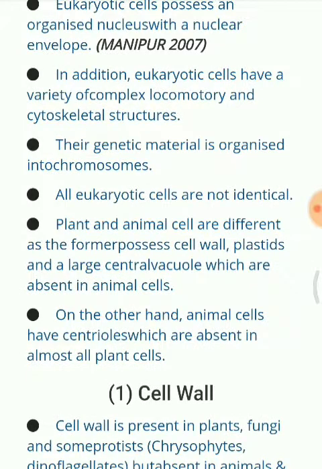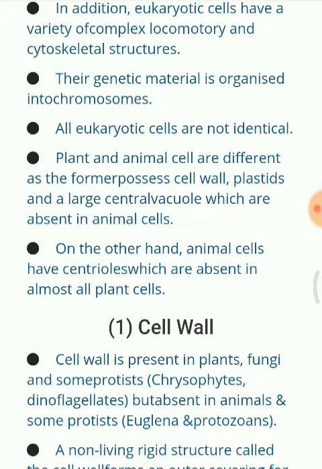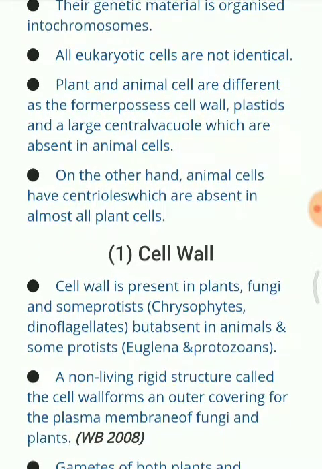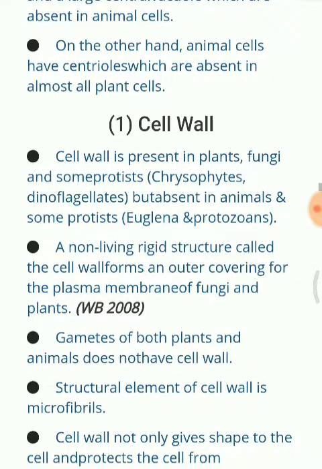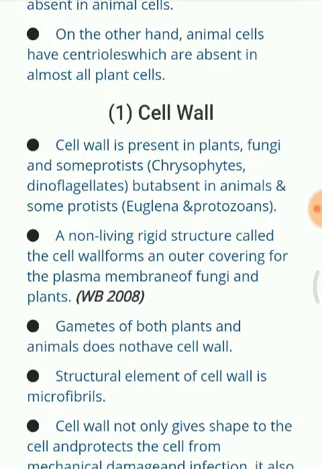Plant and animal cells are different, as the former possess cell walls, plastids, and a large central vacuole, which are absent in animal cells. On the other hand, animal cells have centrioles, which are absent in almost all plant cells. 1. Cell wall. Cell wall is present in plants, fungi, and some protists, chrysophytes and dinoflagellates, but absent in animals and some protists, Euglena and protozoa.